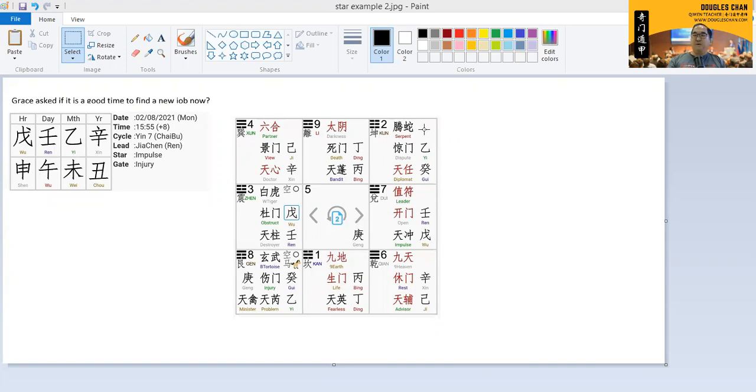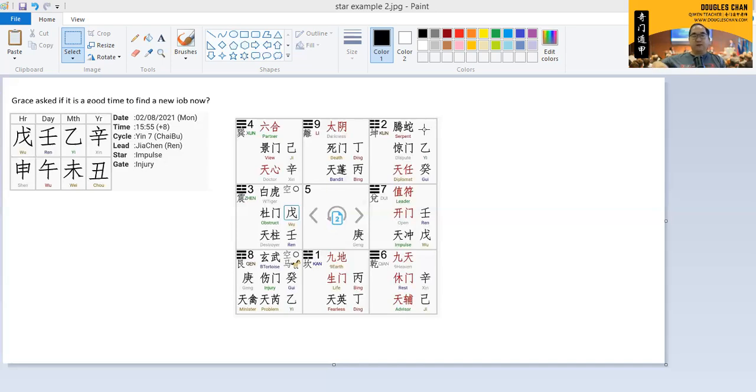My name is Douglas Chan, Qimen teacher internationally, and I'm going to share with you a case study related to finding a job. In this case, Grace asked if it's a good time to find a new job now. So on August 2nd, 2021, Grace asked whether this is a good time to look for a job. August 2021 was actually a COVID situation, so it may not be a very good timing, but let's look at the chart and see what it is telling us.